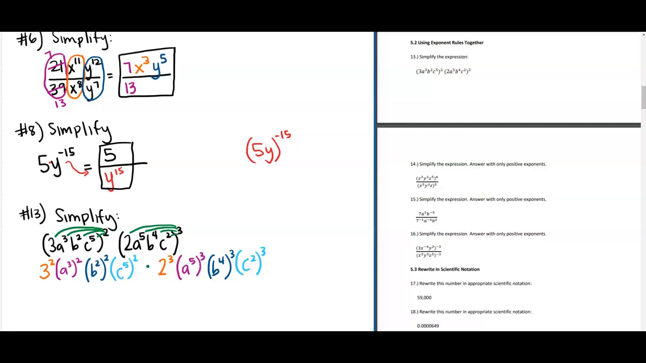Okay, so now let's simplify each of these different parts. And as you're working through this, you might not have to take this step every time.